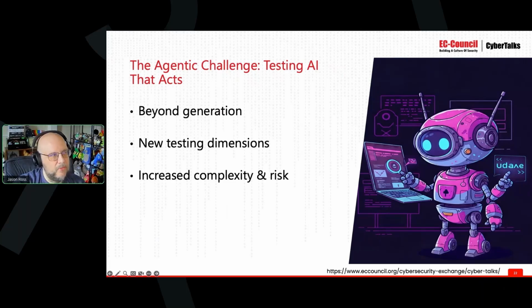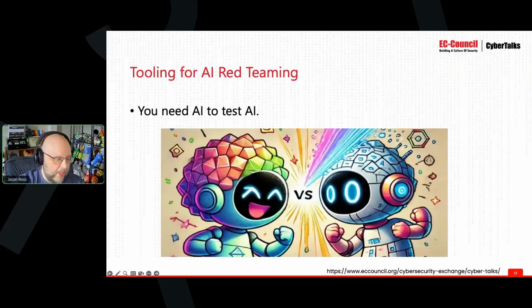Adding that to agents, we've got new testing dimensions, right? So not only are we testing the model, but we're also testing this agent and whatever privileges it has. We've got an entire loop of things. We've got an entire ecosystem, which adds complexity, adds risk, and all of the traditional AppSec stuff that used to apply still applies here, but now we're accessing it a different way. So how do we attack AI? How do we attack agents? The answer is you need AI.